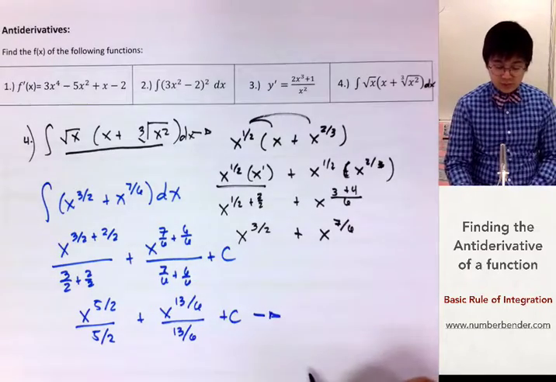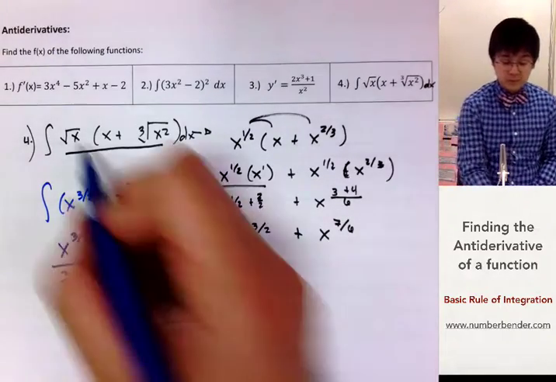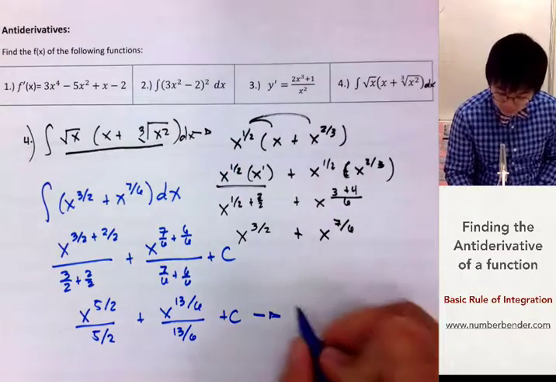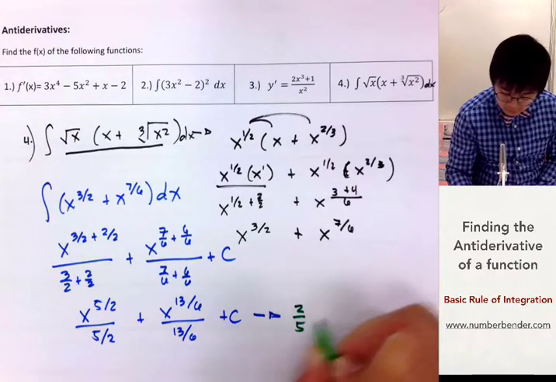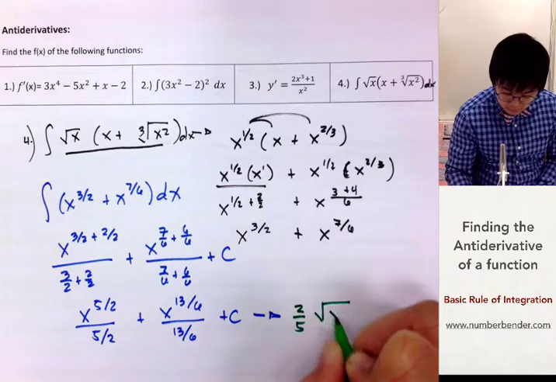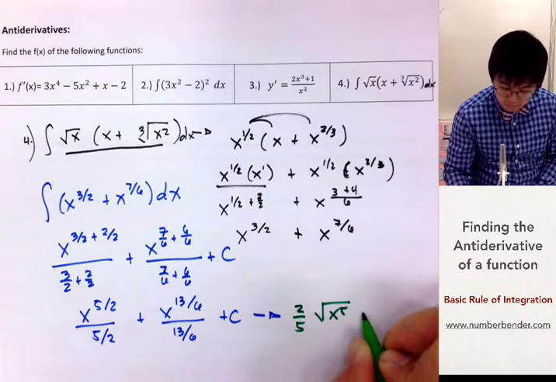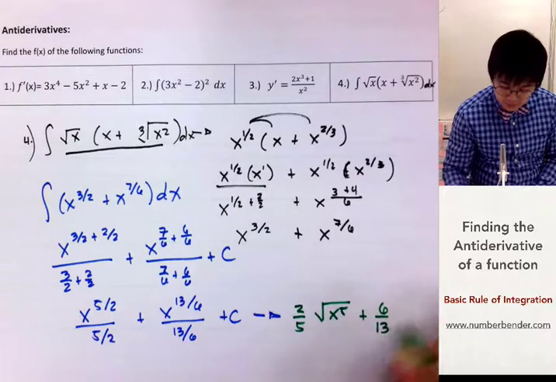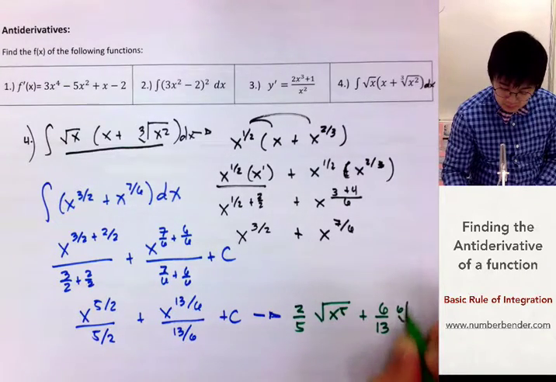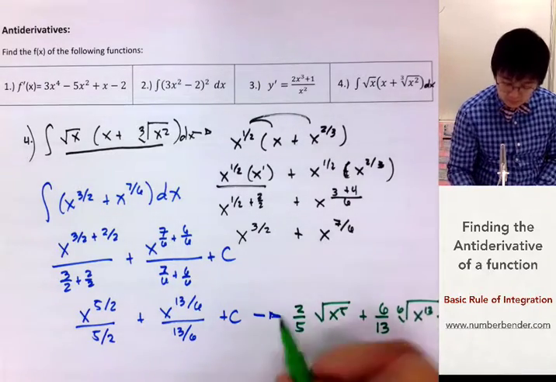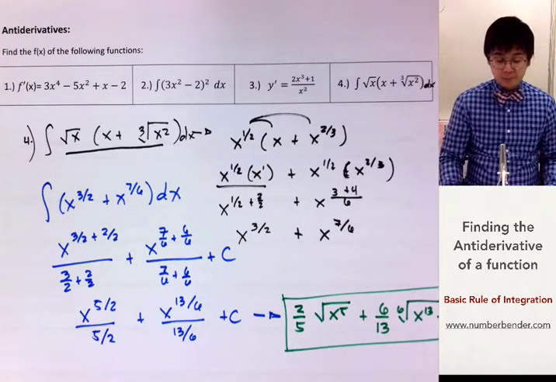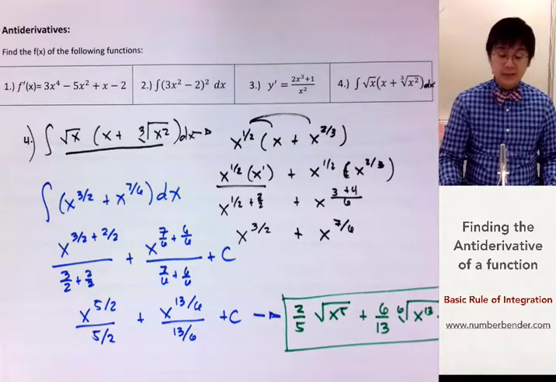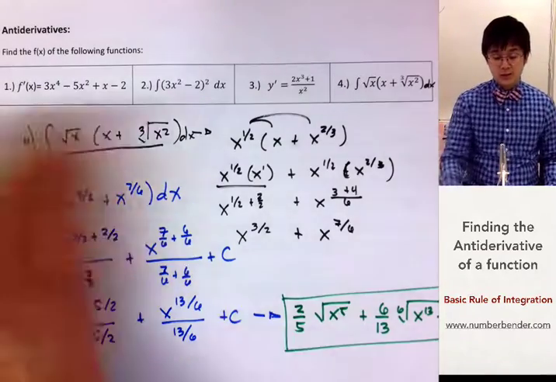If you want to further simplify this and change it back to its radical form, it can be changed into 2 over 5 square root of x to the 5th plus 6 over 13 sixth root of x to the 13 plus c. So this is how we use a single rule in finding the antiderivative of these functions.